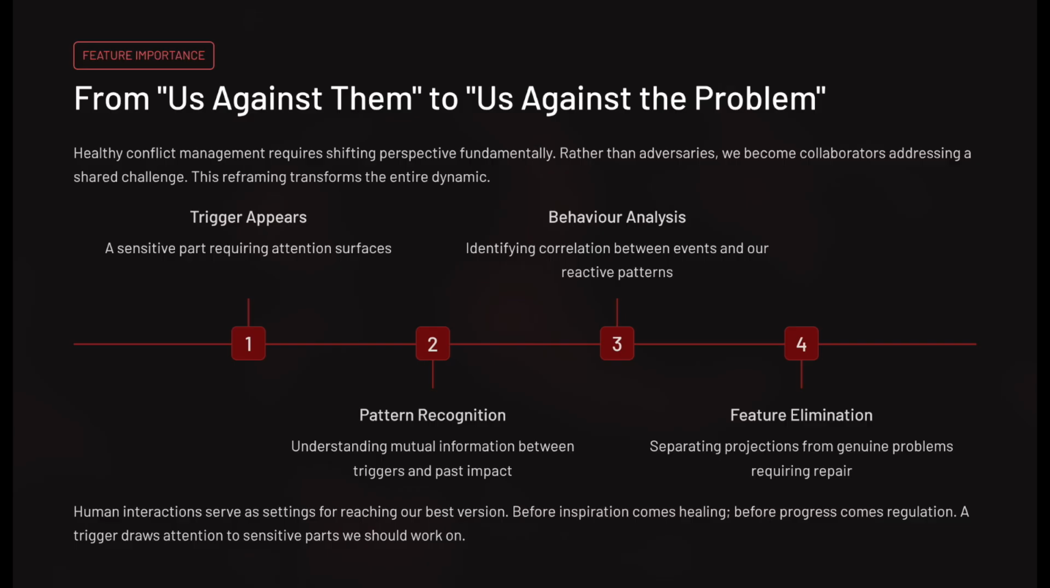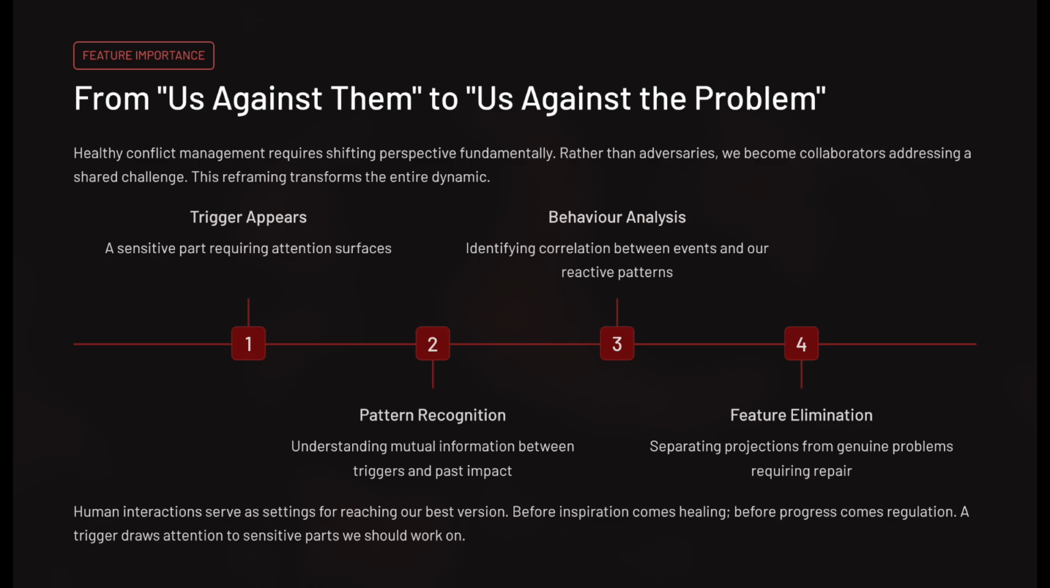Before inspiration and progress comes healing and regulation. So often, a trigger appears in our life to draw attention to sensitive parts which we should consider working on. In machine learning, the relationship between triggers and the impact of past experience is followed through mutual information, or how features reveal each other's impact.